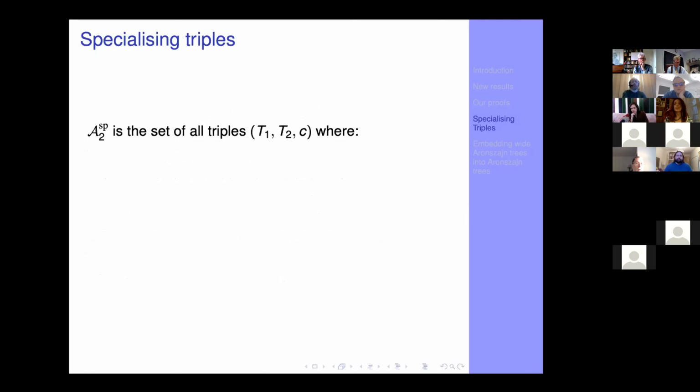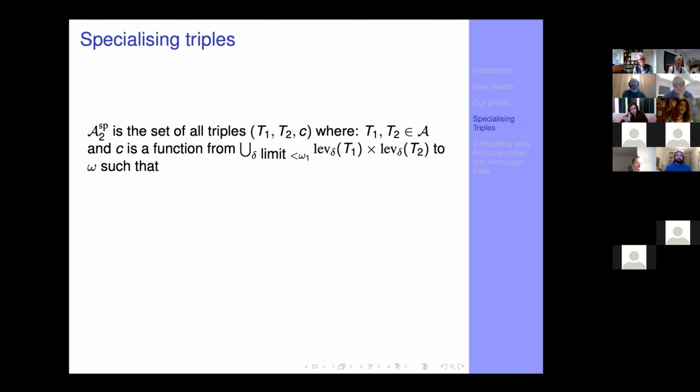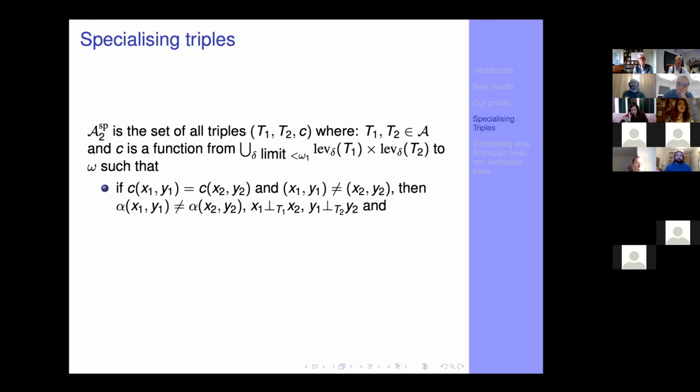And now I introduce this idea of specializing triples. So we have triples that consist of T1, T2, and C, where T1, T2 are Aronszajn trees. And C is a function from this level-wise product, but we only look at limit levels. So we take the union over all limit delta of level delta of T1 times level delta of T2. And we will have a function which to such a pair associates a natural number. And what we will have is that if 2 pairs have been associated the same value by C, then they cannot have the same height. 2 different pairs cannot have the same height.